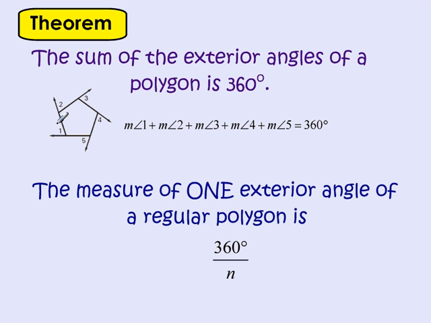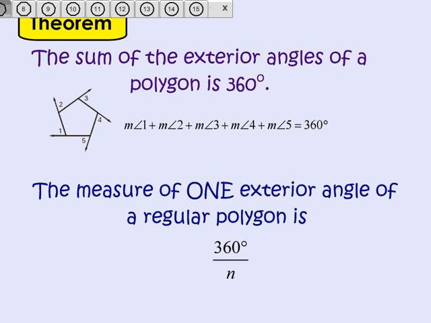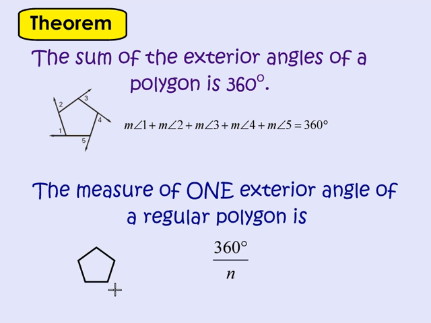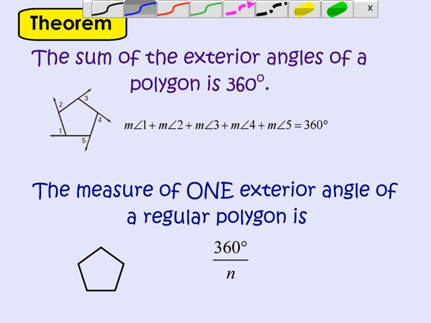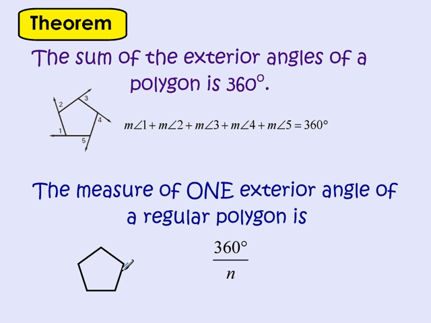So we can say the measurement of angle 1 plus 2 plus 3 plus 4 plus 5 will all add up to 360 degrees. If you have a regular polygon, so let's say we have a regular pentagon here, all of the exterior angles will all be congruent to one another. So if I'm interested in finding one of the exterior angles of a regular polygon, we just need to take 360 and divide it by the number of sides that you have.